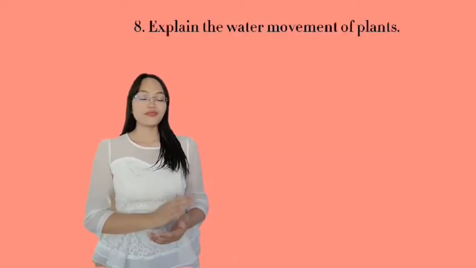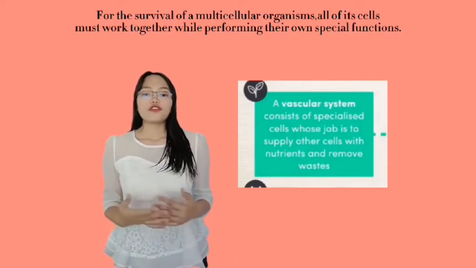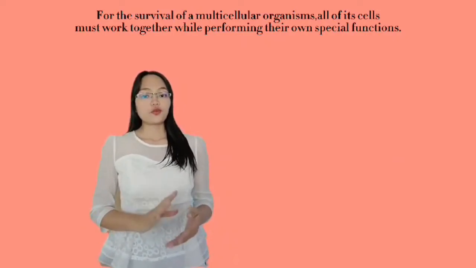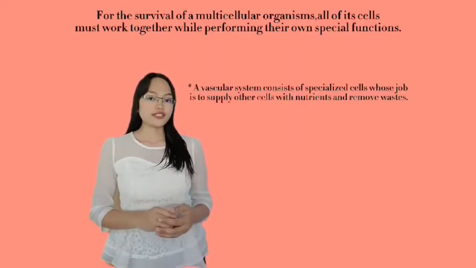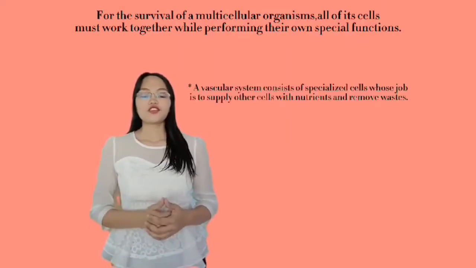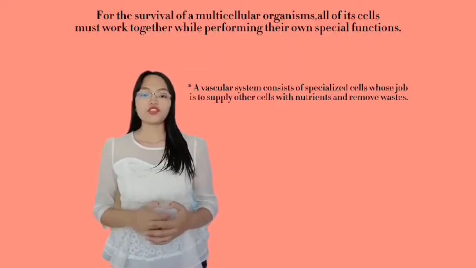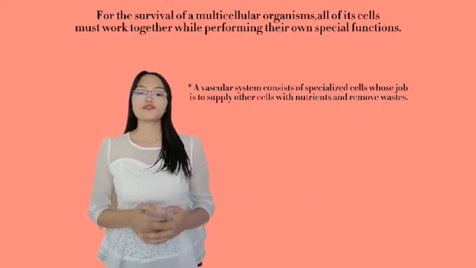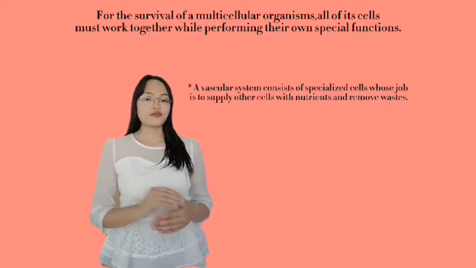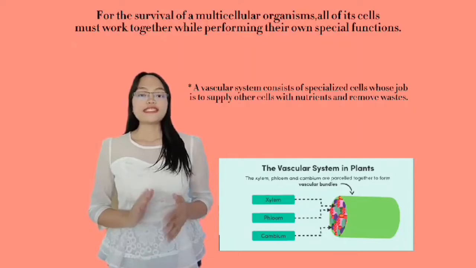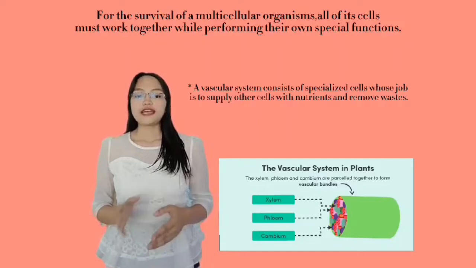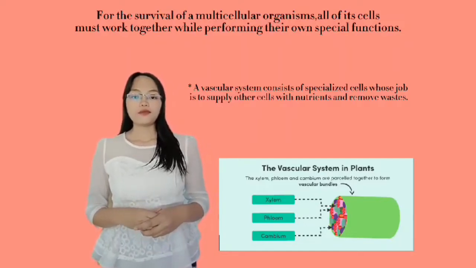So question number 8. Explain the water movement of plants. So, for the survival of a multicellular organism, all of its cells must work together while performing their own special functions. This leads us to the vascular system, which is also called the transport system. It consists of specialized cells whose job is to supply other cells with nutrients and remove waste. So the vascular system in plants consists of vascular bundles, which contain xylem, phloem, and cambium tissue.